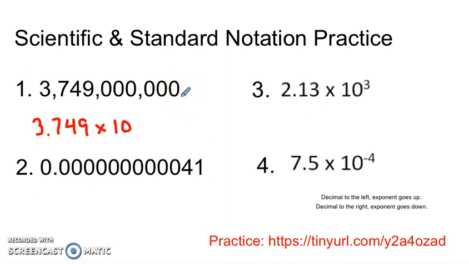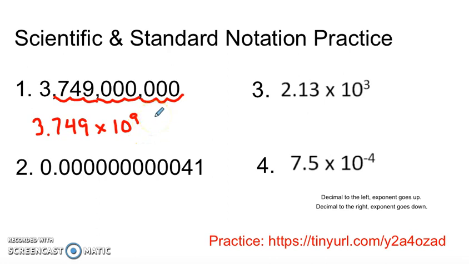Now we're kind of lucky because with the commas you have groups of 3. So that is 1, 2, 3. That is 4, 5, 6. That is 7, 8, and 9. So you could even have looked at that and done that in your head, but it's always good to count. So this number is the same as 3.749 times 10 to the 9th.